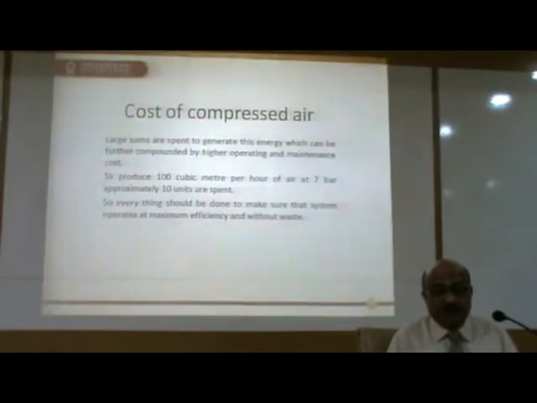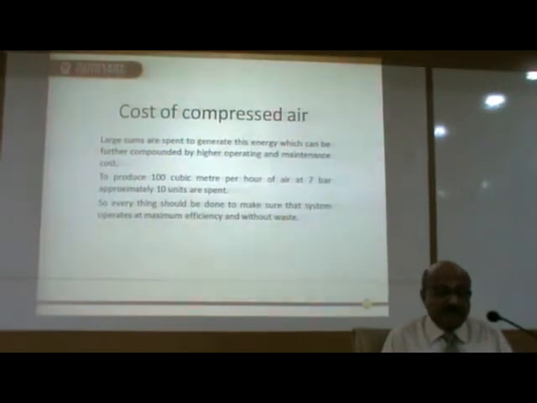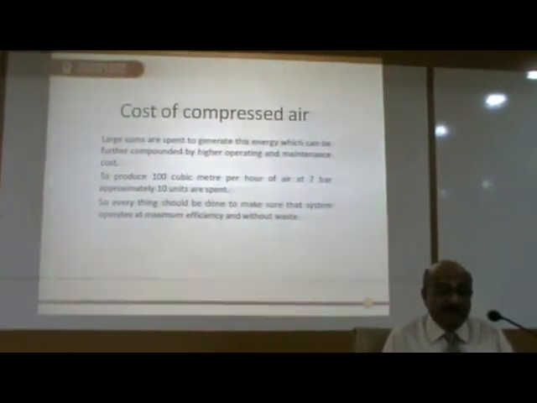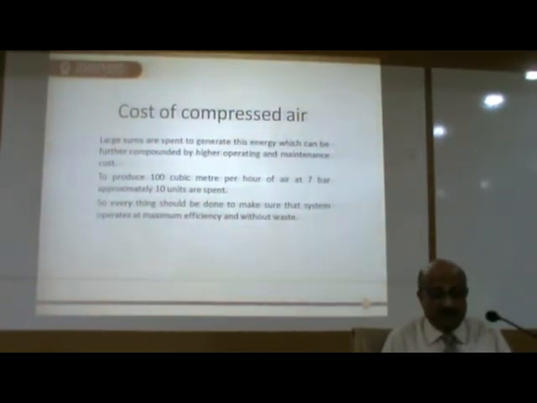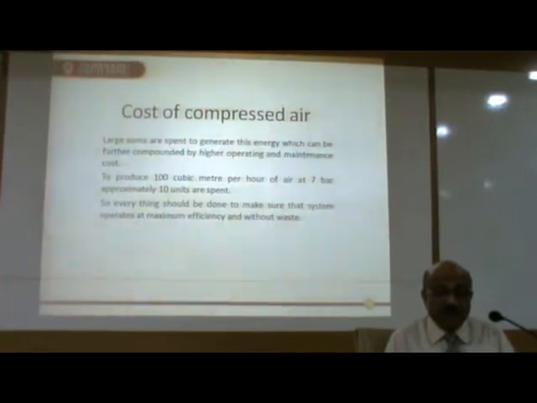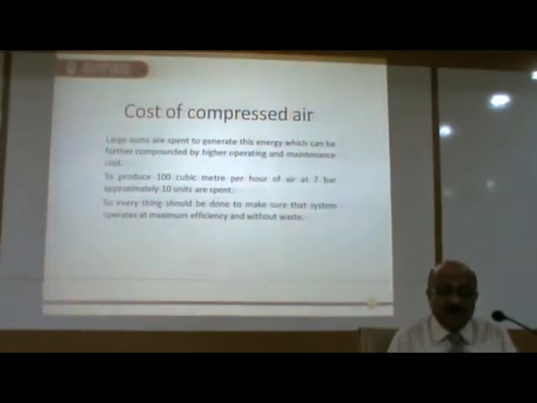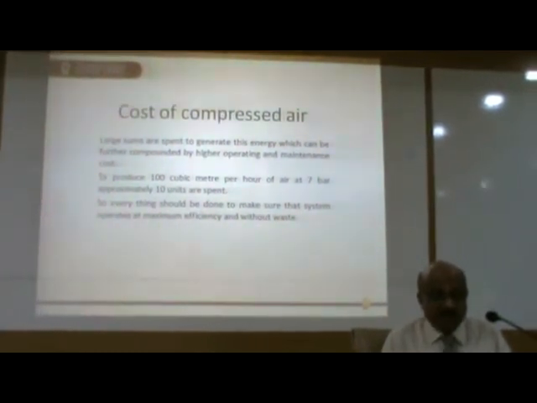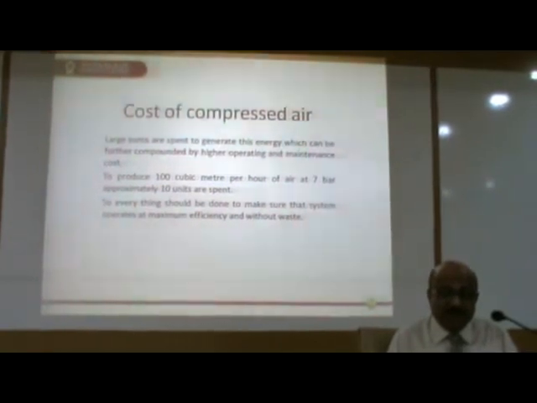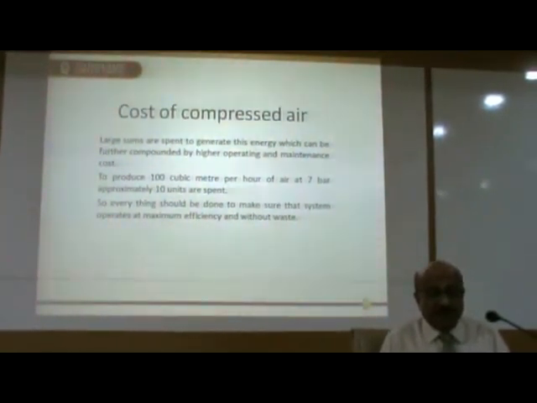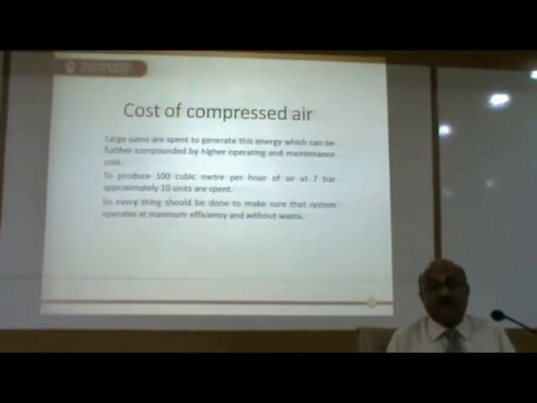Now coming to the cost of compressed air. It can be imagined that large sums are spent to generate this energy, which can be further compounded by higher operating and maintenance costs. To produce 100 cubic meter per hour of air at approximately 7 bar, 10 units of electricity are spent. So everything should be done to make sure that the system operates at maximum efficiency and without any waste.